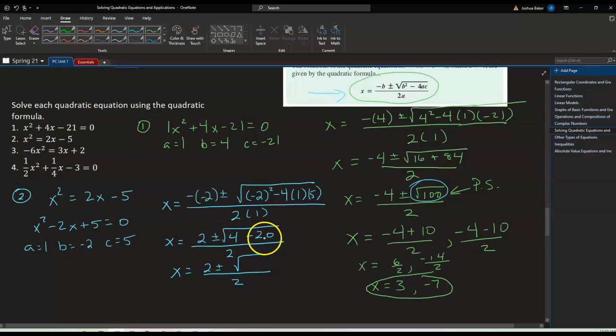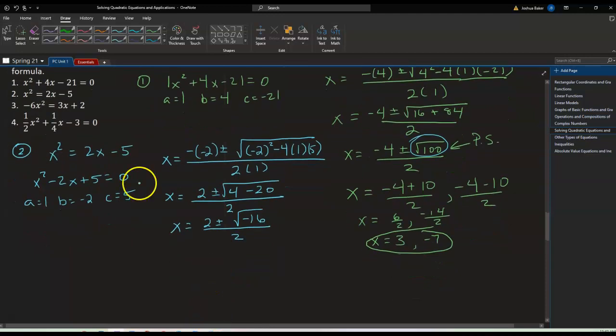Underneath the square root, 4 minus 20 is a negative 16. So the square root of negative 16, that's something I can take care of here, because the square root of negative 16 is a 4i. Now, they're not going to want your answer in this form, okay, because we've got a complex solution, which means we need to have it in the a plus bi standard form.